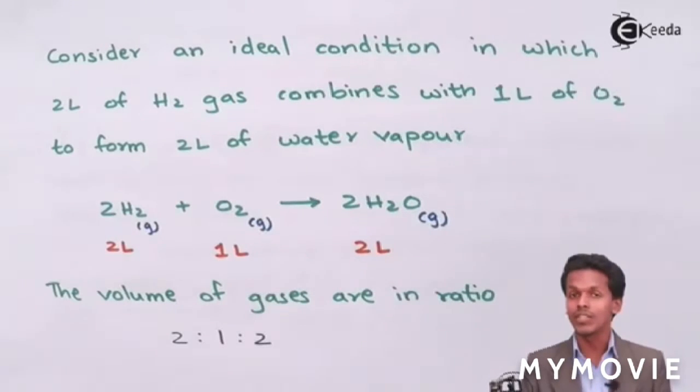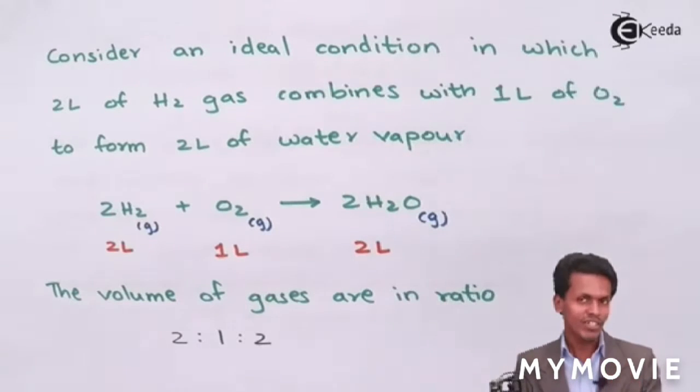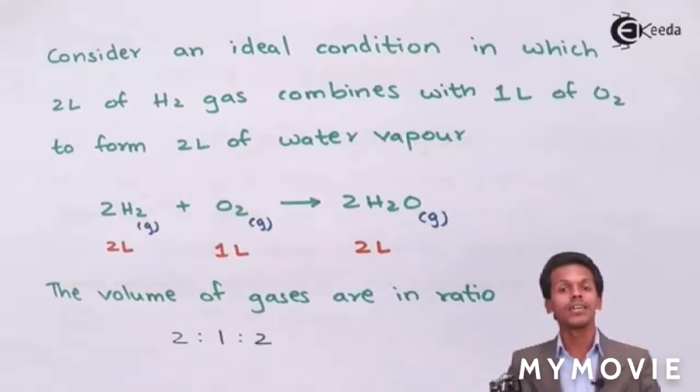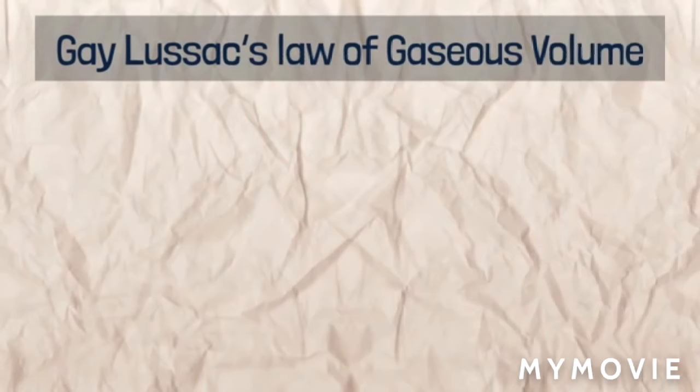gases combine with each other in a proper ratio, and you won't get it as 1.13 or in a fraction way or in a decimal thing. So the ratio will be very much simple. So this is a very simple law of a combination of gases, and that is nothing but known as Gay-Lussac law of combining volumes. Gay-Lussac's law of gaseous volume.